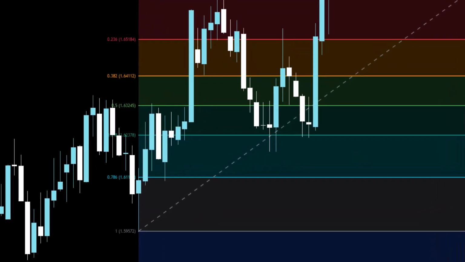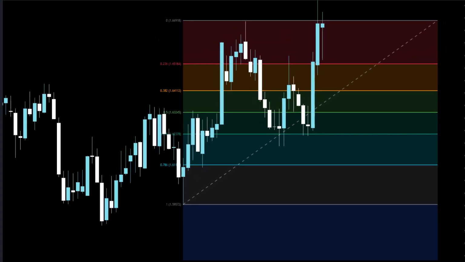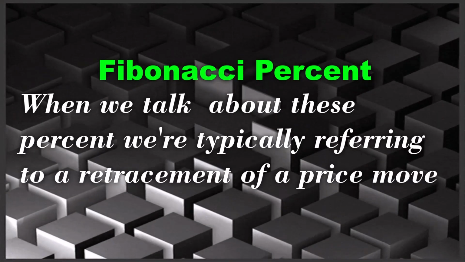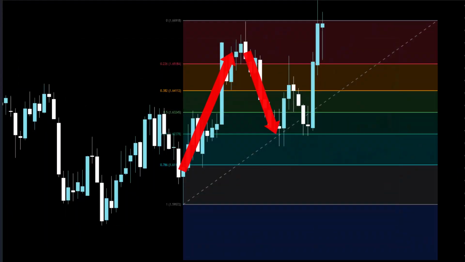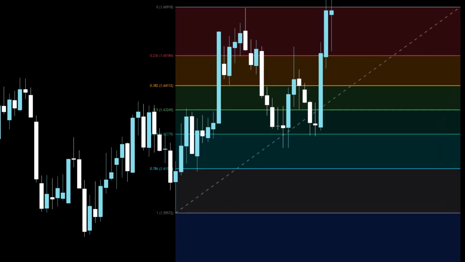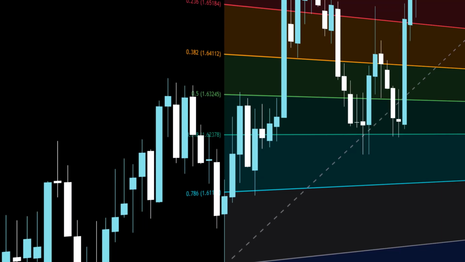The typical Fibonacci levels that traders use are the 0.236, 0.382, 0.618, and the 0.786. Each level is associated with a percentage. When we talk about these percents, we're typically referring to a retracement of a move. So if the price is trending up, a retracement will be a counter move in the other direction before continuing up again. There are 3 important levels that I typically pay attention to the most, and one of them, sneak, isn't actually a Fibonacci number.